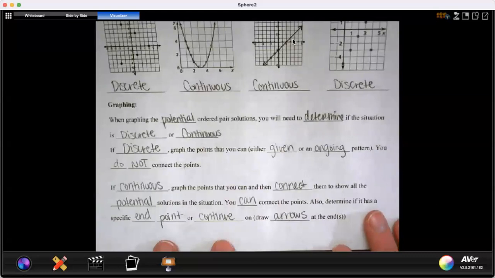So again, when graphing, we determine if it's discrete or continuous. When it's discrete, we graph the points. We do not connect the points. Whereas continuous, we graph our points and we can connect them to show that there's data and points in between what we have. And for continuous specifically, you have to figure out, is what you have going to be an end point, as in that's the last point, or does the pattern continue off the grid of what you've graphed?